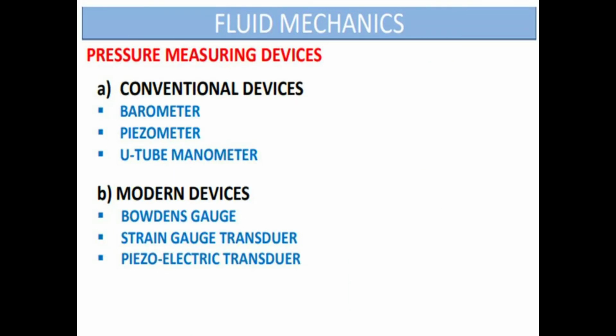Pressure measuring devices. Pressure measuring devices are differentiated as conventional devices and modern devices. Conventional devices include barometer, piezometer and U-tube manometer. Modern devices include Bourdon gauge, strain gauge transducer, and piezoelectric transducer. All the conventional devices use the concept of hydrostatic law given by Pascal.